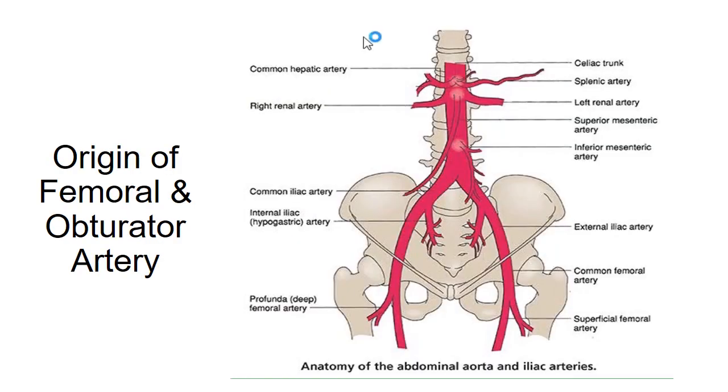This diagram will tell us how the arteries supplying the pelvis and lower limbs arise from the abdominal aorta. This central vessel, which you can see here, is the abdominal aorta. It is the largest artery in the abdominal cavity and a direct continuation of the descending aorta. At the level of the fourth lumbar vertebra, it divides into two branches, known as the common iliac arteries.